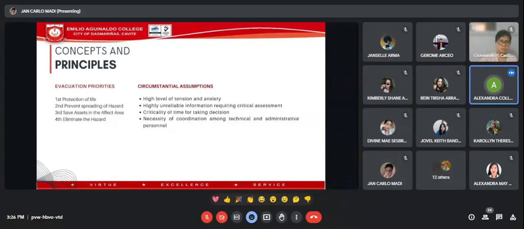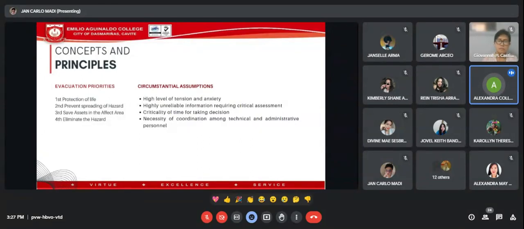Kapag naman preventing spreading of hazard, may pine-prevent tayo or may sinisecure tayo para matigil or mabawasan yung escalation of emergency. So, pwede dito yung kino-contain natin yung mga hazardous chemicals kapag merong mga disaster na involving ang mga pollutants or chemicals. Pwede rin naman dito yung pag-control ng fire kapag merong mga fires. Ayun po yung preventing spread of hazard. So, ayun po yung second na priority.